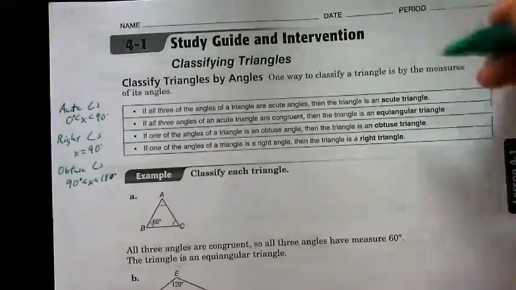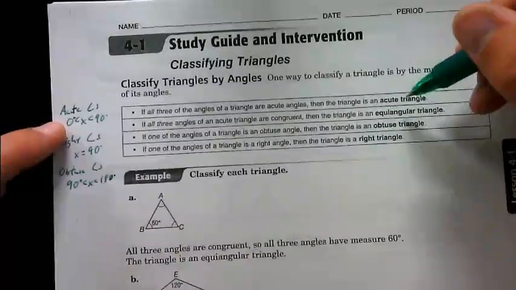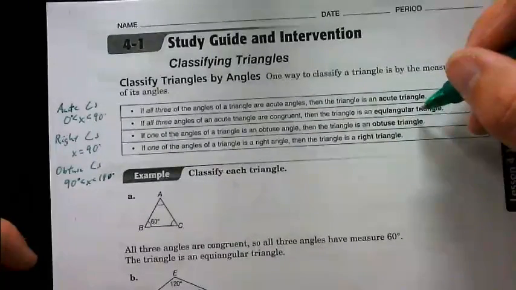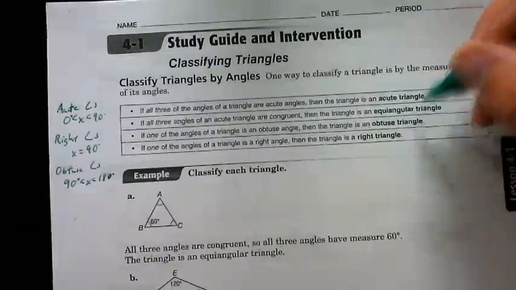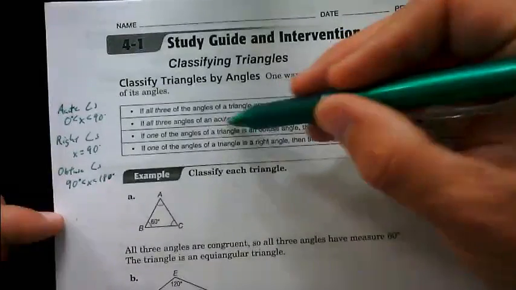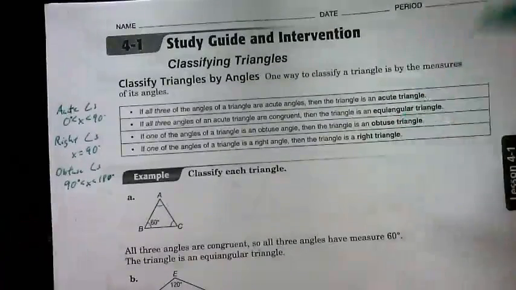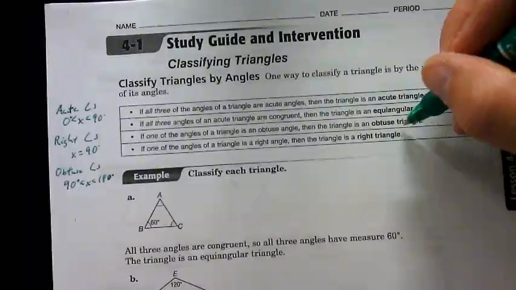Now, so again, an acute triangle, all 3 angles are acute, meaning that they're between 0 and 90 degrees. For an equiangular triangle, all 3 angles are congruent, so they are equiangular, meaning that they have equal angles. Right? Now, that means that since an equiangular triangle has all 60 degrees, by definition, it is also acute. Right? Obtuse triangles. One angle of a triangle has got to be obtuse. Right? The other 2 are going to be acute, right? But at least one angle is going to be obtuse.